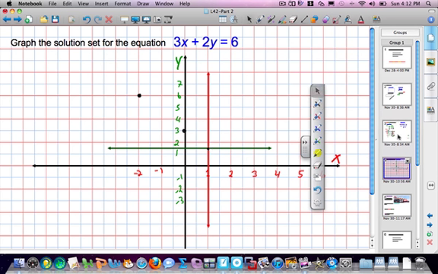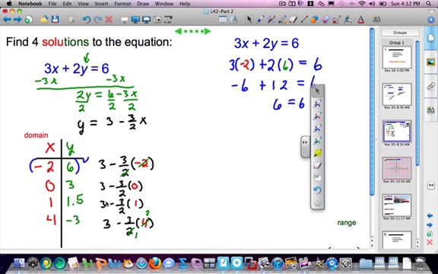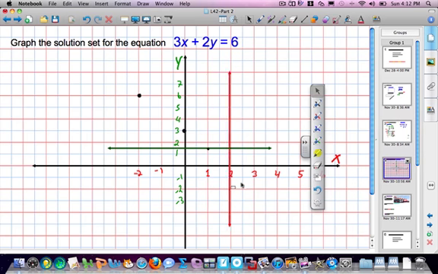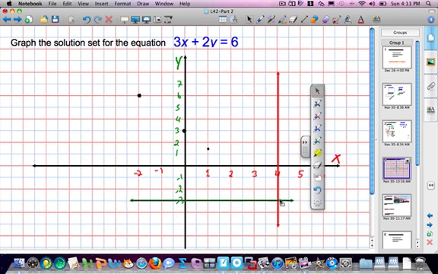The final point was at 4, -3. I follow the same pattern, finding the x value of 4, move the y value down, and that intersection point should be the point x is 4, y is -3.